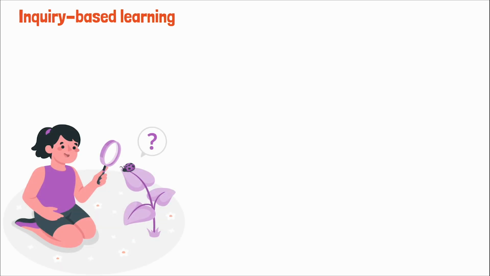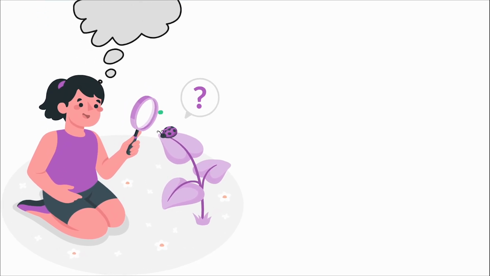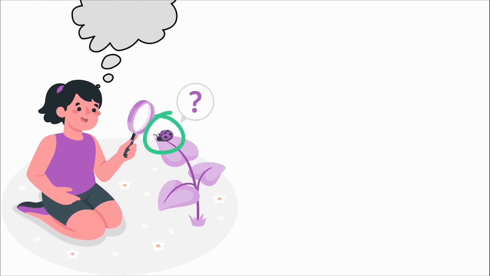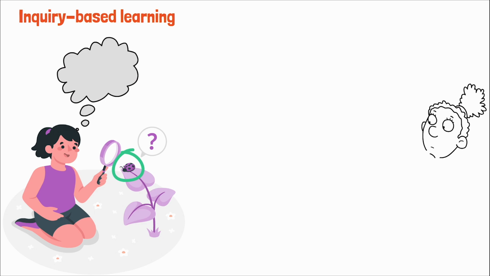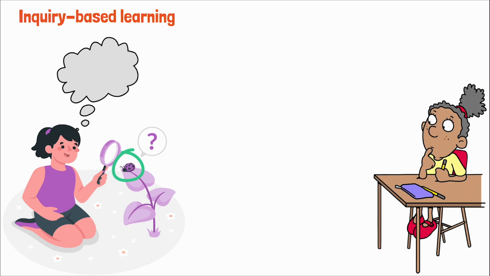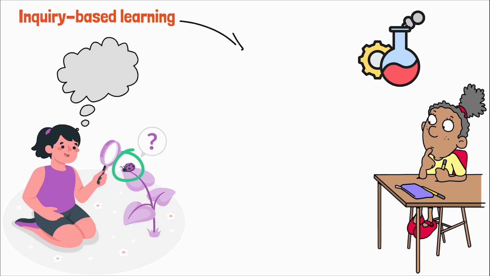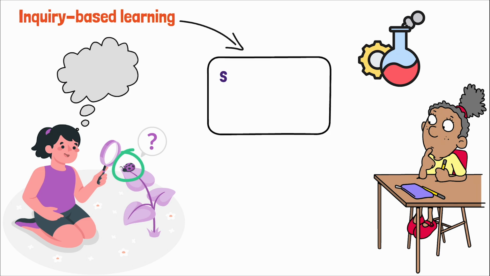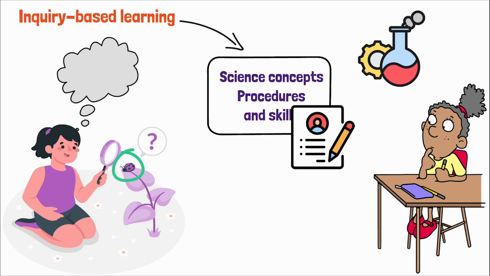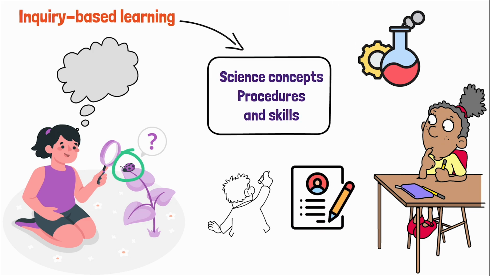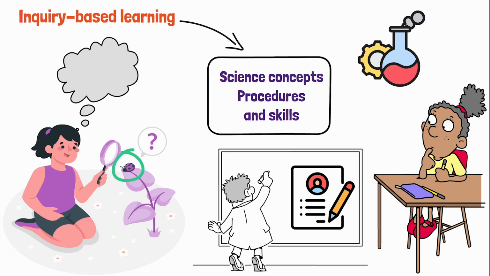Inquiry-based learning is essential in science education. It involves students in actively engaging with scientific questions and conducting investigations to derive explanations based on evidence. This approach helps students develop a deeper understanding of scientific principles and processes. Planning for inquiry instruction involves selecting appropriate science concepts, procedures, and skills. Teachers use curriculum maps and guides to create coherent content storylines, ensuring that each lesson builds on previous knowledge.